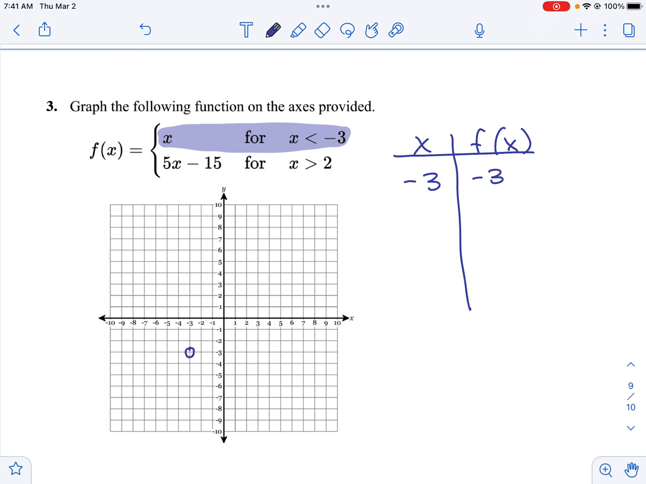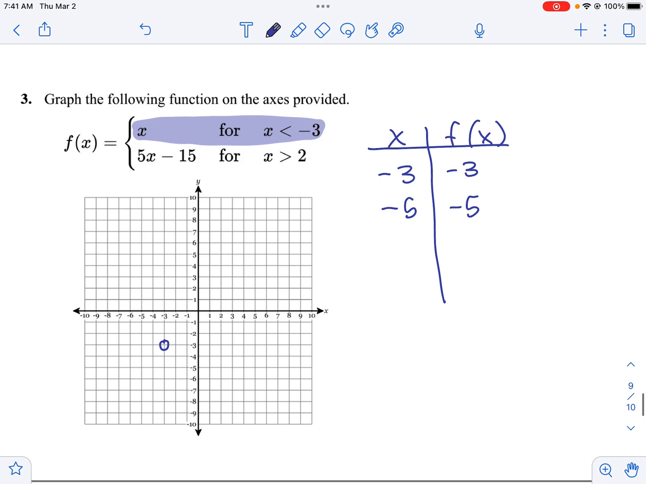Okay, so there's the open dot. And now let's pick any coordinate less than -3. So I'll just pick -5, and it just is x, so that's -5. And I'll make that a closed dot. So -5 is left 5, down 5, and that can be a closed dot. Okay, so there's the first piece of our function. Make a straight line right there.